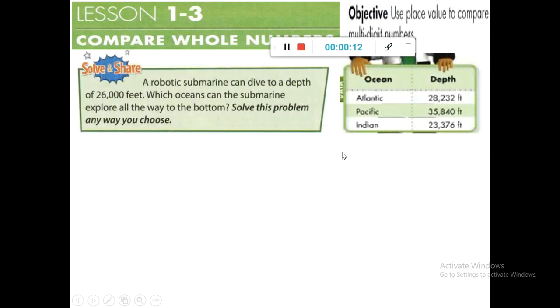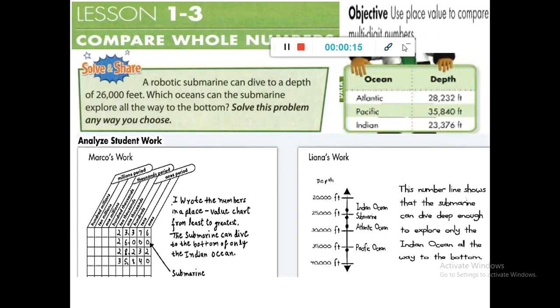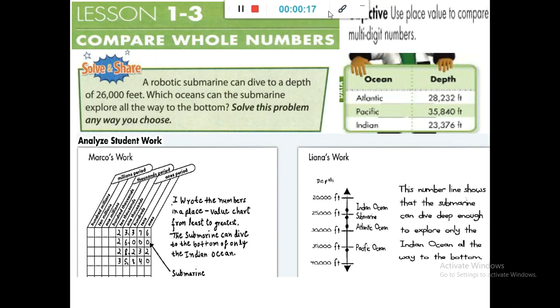My dear grade 4 students, today I will discuss with you lesson 1-3, compare whole numbers. Our objective today will be to use place value to compare multi-digit numbers. Of course, I will explain the lesson through 1, 2, or 3 examples. I will not take too much time. I will focus on the main concepts of the lesson. Of course, the lesson depends on the place value chart to compare whole numbers. Here we start.